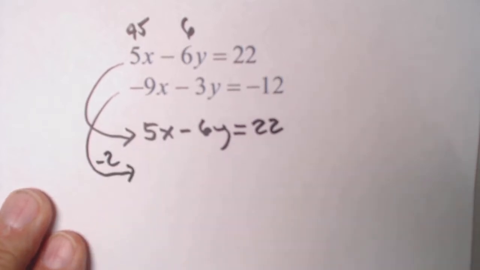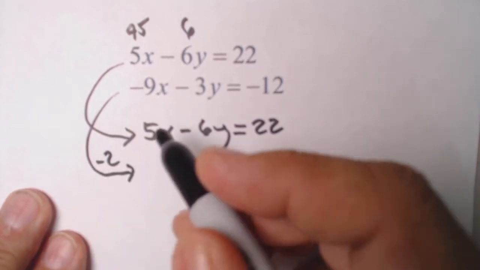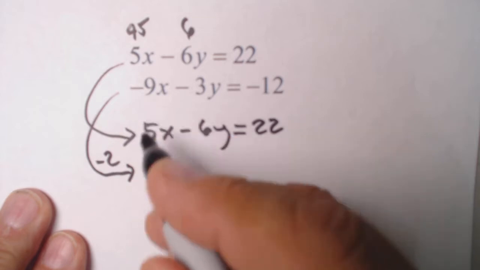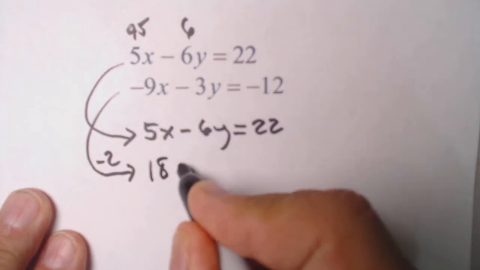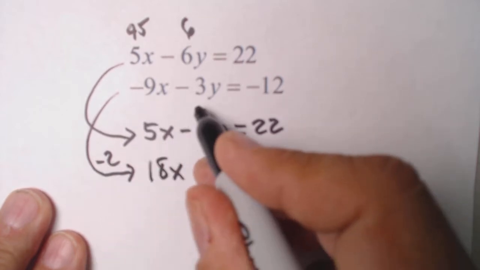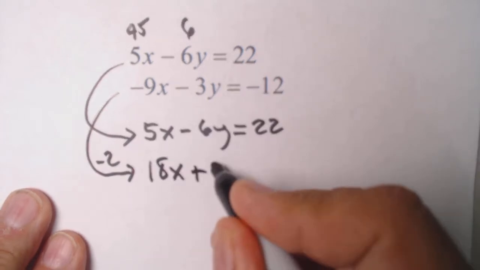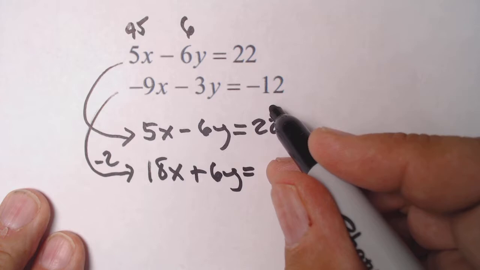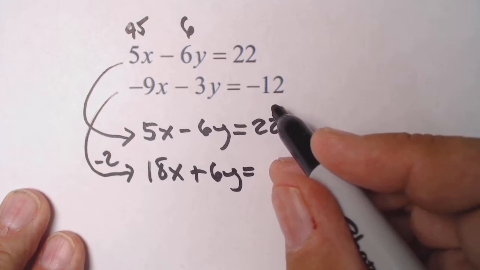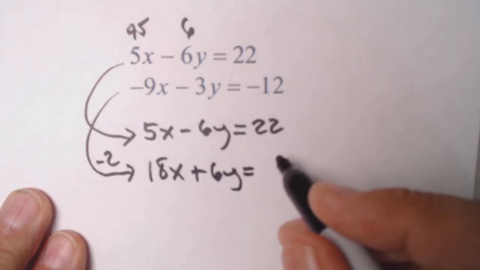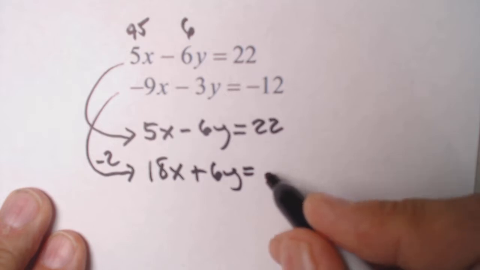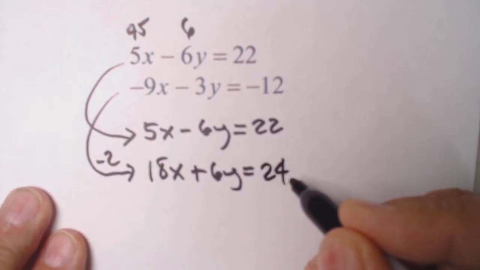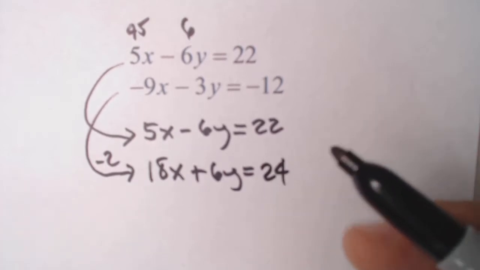So if we multiply this guy by negative 2, negative 2 times negative 9 is positive 18x. Negative 2 times negative 3 is positive 6y. Now don't forget to multiply all the way across. Negative 2 times negative 12, well, minus times minus gives me plus. 2 times 12, 24. Okay, here we go then.